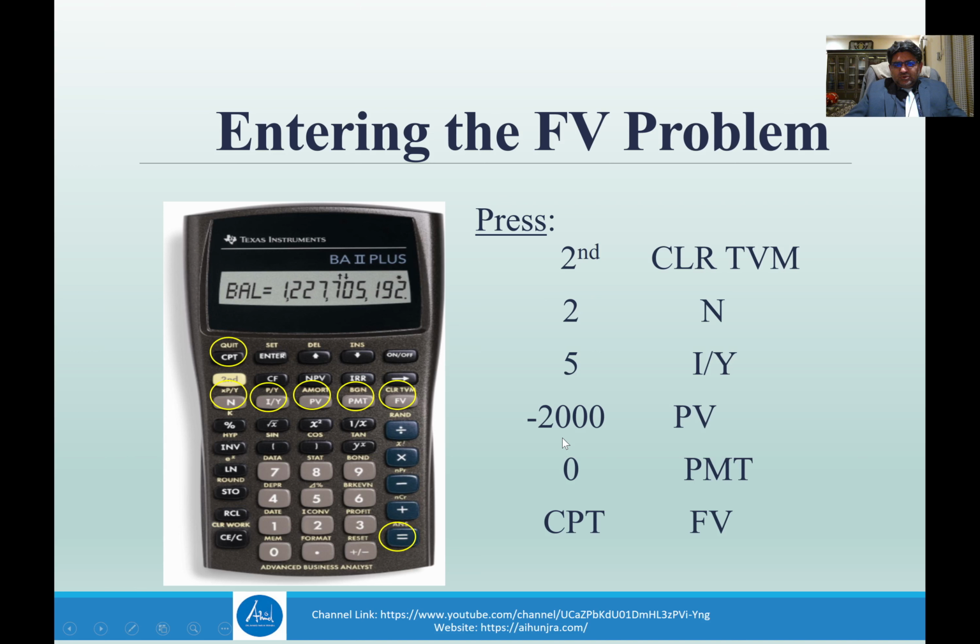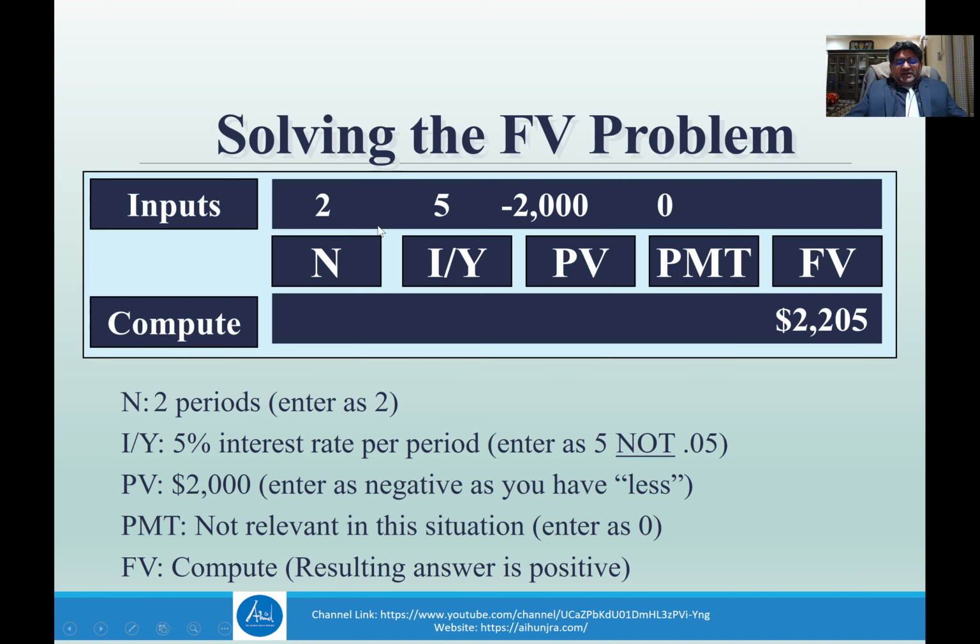So why do we put minus on the present value? It's an investment, it's going out. And the future value is positive, a plus value, that is inflow. It means you are getting money. So here N is 2 years, I is 5, we will not convert it into a percentage here. PV is 2000, PMT there is no payment, and we can calculate the future value.